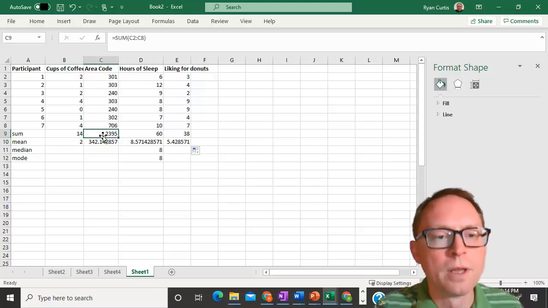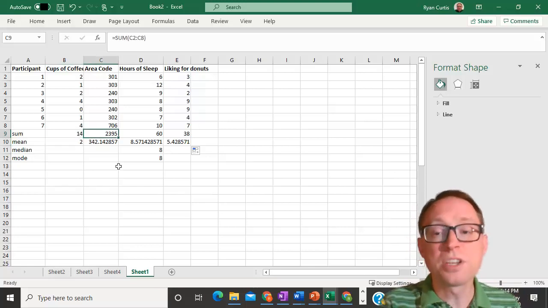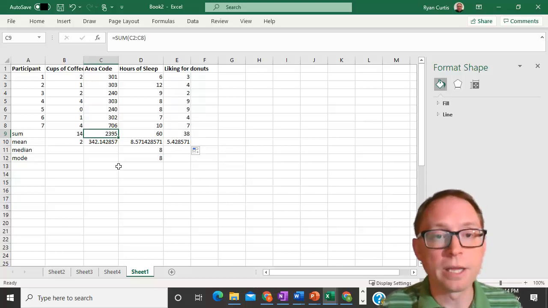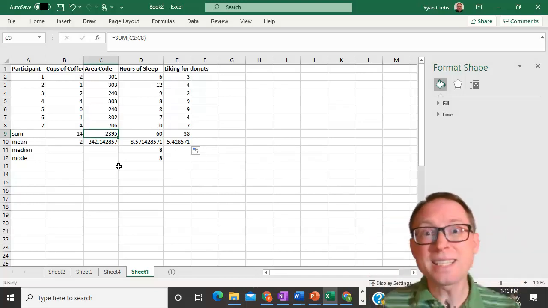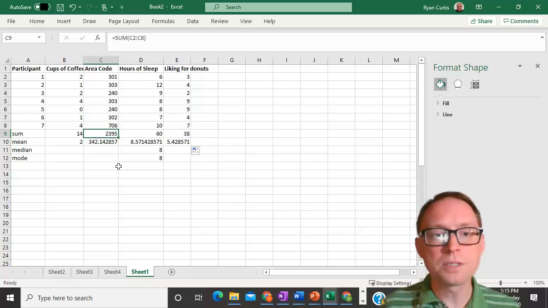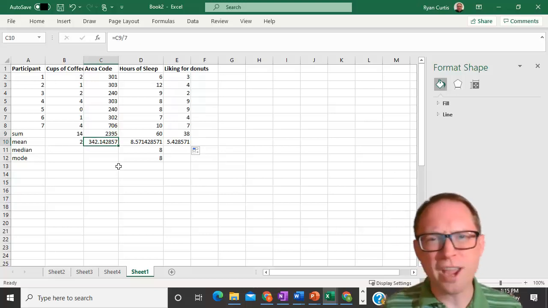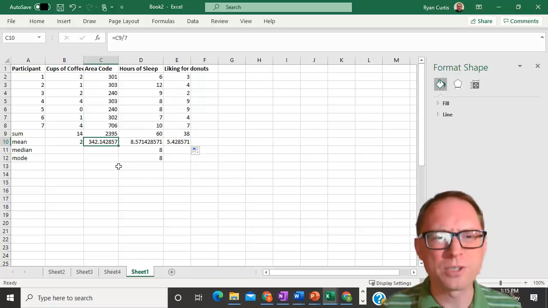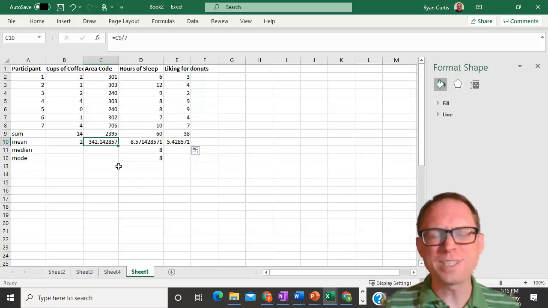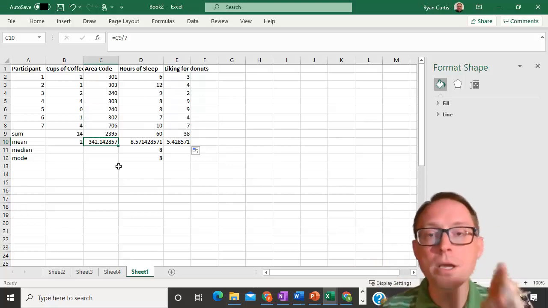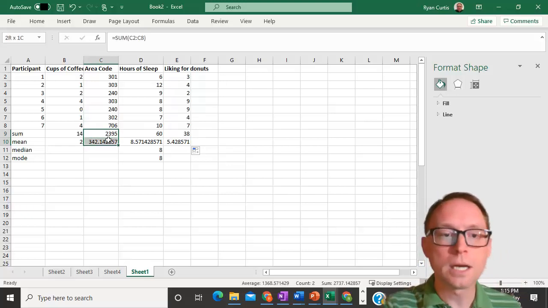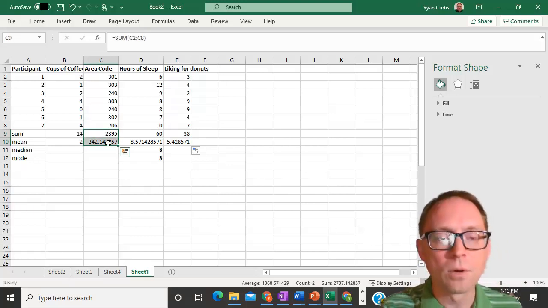Now let's look right here at the area code. Here's a number: I actually calculated the sum of area codes, 2,395. That doesn't make any sense because area codes are just meant to distinguish from each other. The average area code is 342.14. What does that even mean? There is no area code 342.14. It doesn't make any sense at all because area code is categorical. It doesn't make any sense at all to have a sum or a mean or a median or a mode.